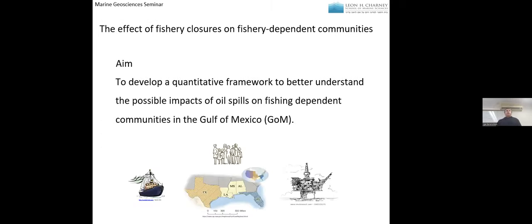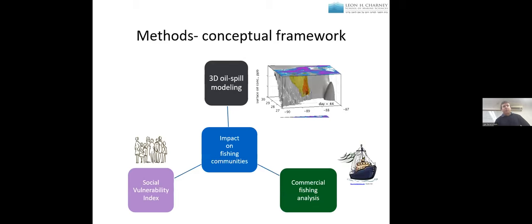And we try to create a quantitative framework to better understand the effect of oil spill and specifically closures on fishery-dependent communities in the Gulf of Mexico. And we used three sources of information: the 3D oil spill modeling, commercial fishing analysis, and the social vulnerability index. Together, it allowed us to assess the impact on the fishing communities.